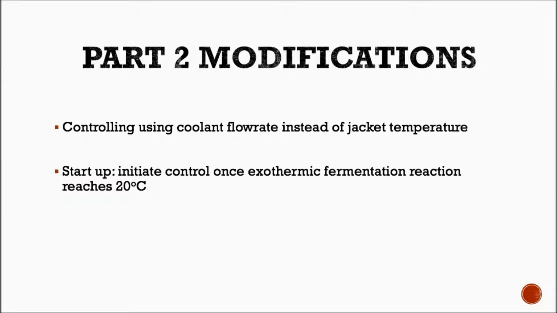Currently the code runs controlling the jacket temperature instead of coolant flow rate. Changing this will be one of the modifications to be made. Currently our code runs so the cooling jacket is on as soon as the simulation begins to control the temperature. Usually at the start of the fermentation process you would let the mixture temperature naturally increase to its recipe temperature, in this case 20 degrees C. This is another modification that will be made.